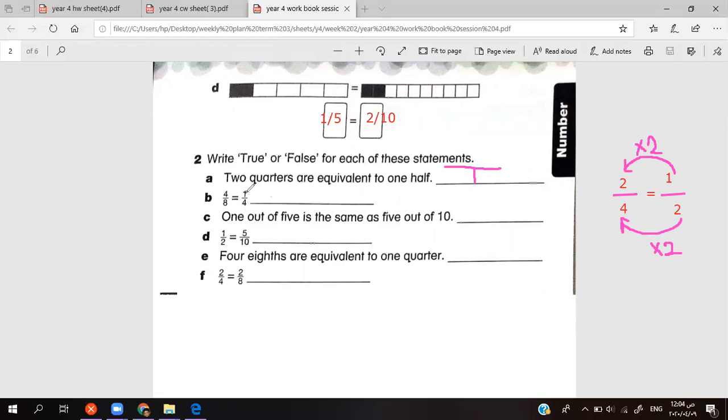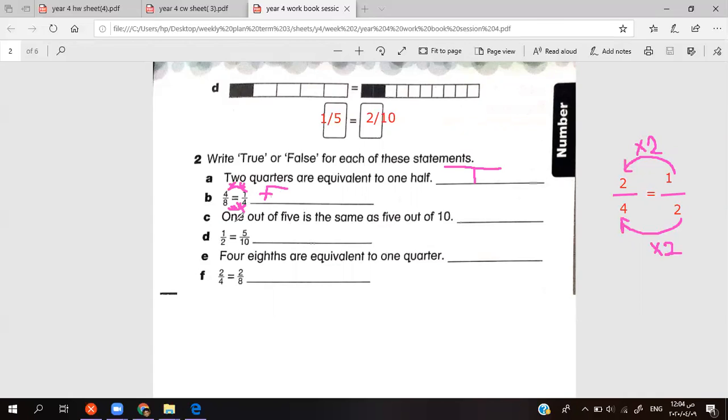Let's see if they are equivalent. How can the 1 become a 4? By multiplying by 4. If I also do the down times 4 and the answer comes out right, then they are equal. 4 times 4 gives me 8. Definitely no. 4 times 4 gives me 16. So here they are not equivalent.